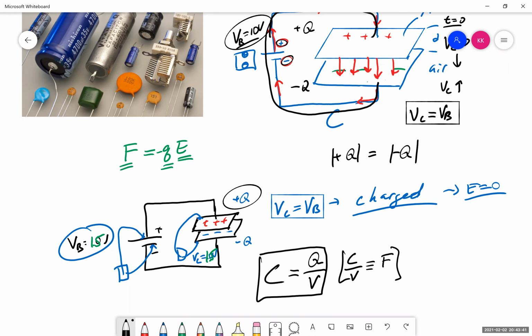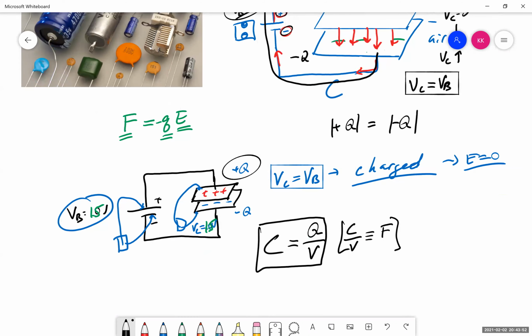Now, an interesting thing about this equation is that the capacitance value is actually a constant value. For example, what if, instead of 1.5 volts, I use a 3-volt battery? That means I'm doubling my voltage, right?